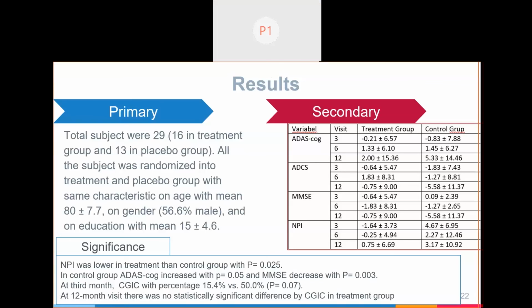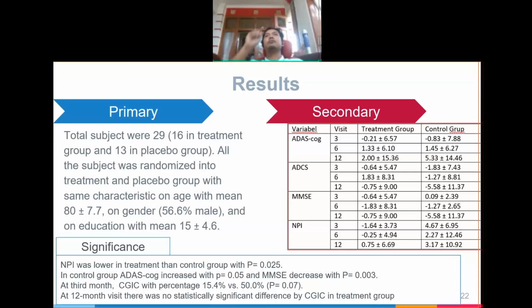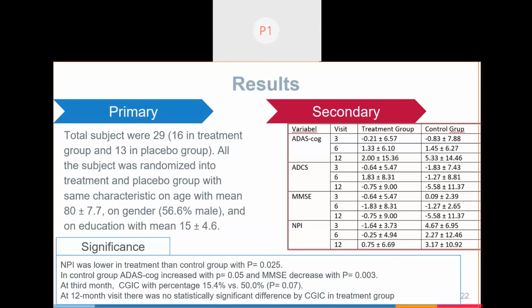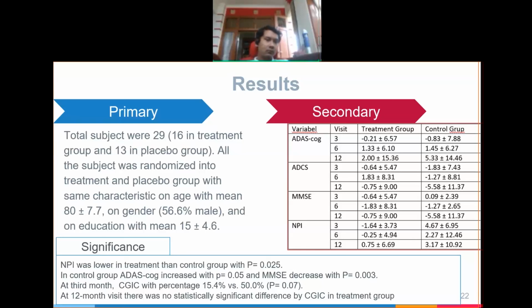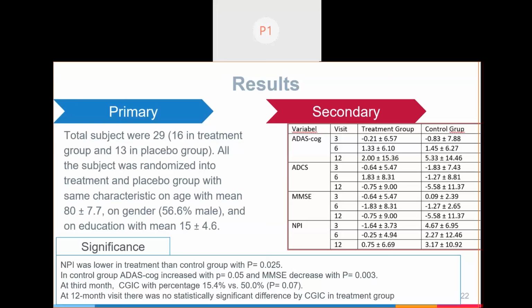The primary result in this study is that there were 29 subjects assigned, 16 in the treatment group and 13 in the placebo group. All the subjects were randomized into the treatment and placebo group with the same characteristics on age with mean 80, on gender there are 56.6% female, and education with mean 15. For the secondary result, we can see the change score from baseline ADAS-Cognitive in the third, 6th, and 12th month of control. We can show that in the table.